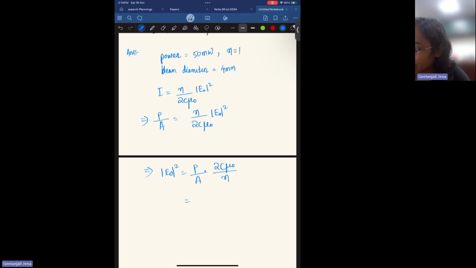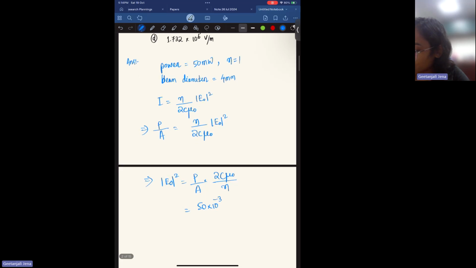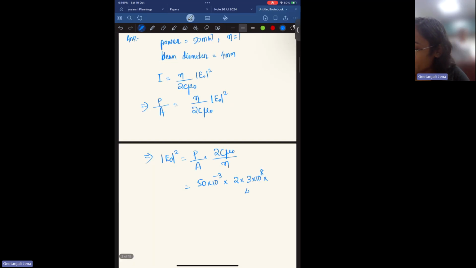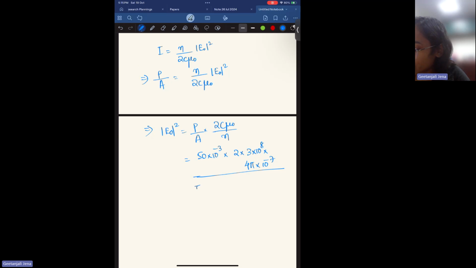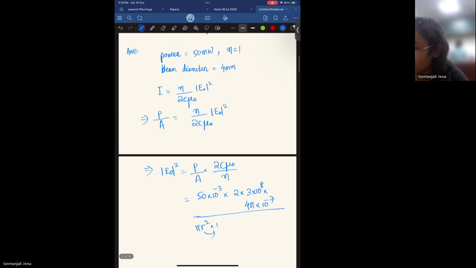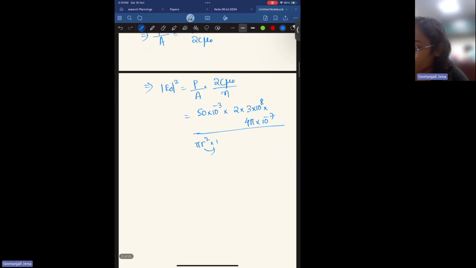And these are all given. Power is given, it is 50 milliwatt, that is 50 into 10 to the minus 3 watt. And c is 3 into 10 to the 8 meter per second. Mu 0, you already know it is 4 pi into 10 to the minus 7, divided by area. So area will be pi r square, right? And the refractive index is 1 already. R is, which is R? It is 2 mm. So beam diameter is 4 mm, so the radius will be 2 mm.